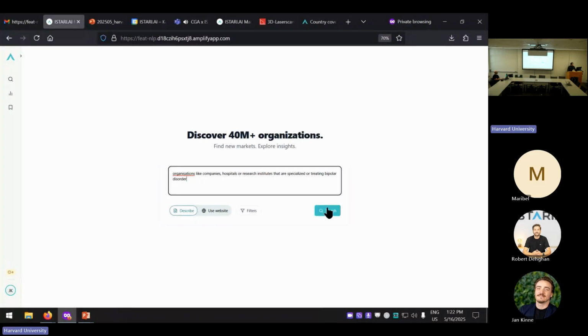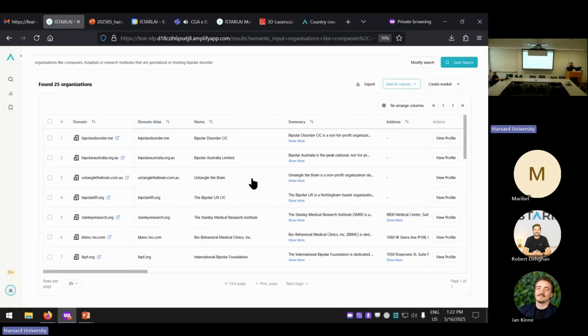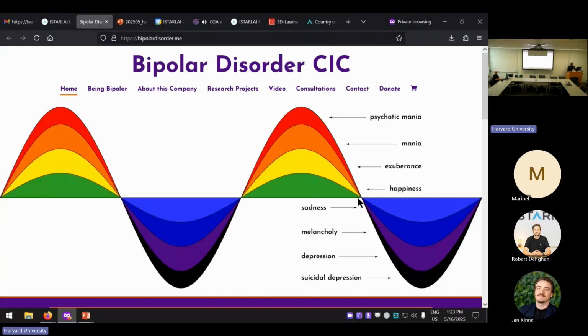So yeah, let's first just search this and let's see what we find. This feature is also quite new for me, we call it semantic search, where you type in something and it gets you the best hits. It's new to us also. But the first one is, for example, bipolardisorder.me. You can just briefly have a look at the website, which usually gives you a good idea about what they do. Seems to be okay.